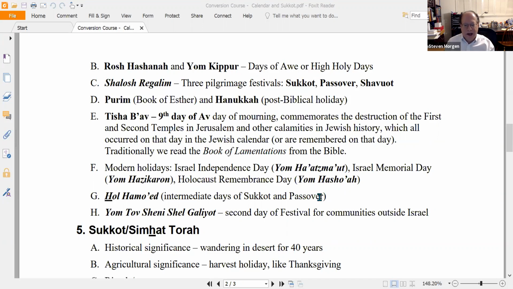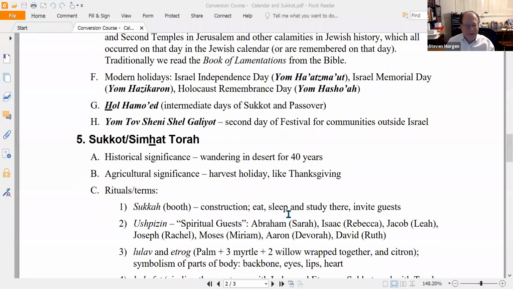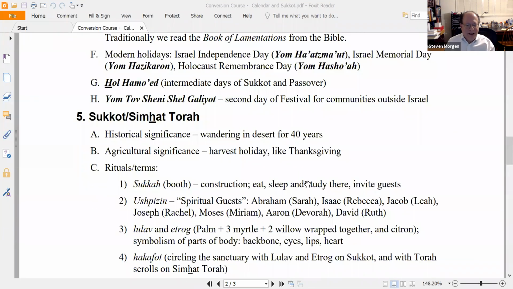Why do we celebrate 40 years of wandering on one particular week in the calendar? That's an interesting question. I would just say that since it was already a Feast of Booths, I think that's why we associated it. But there it is. So that's what it represents.